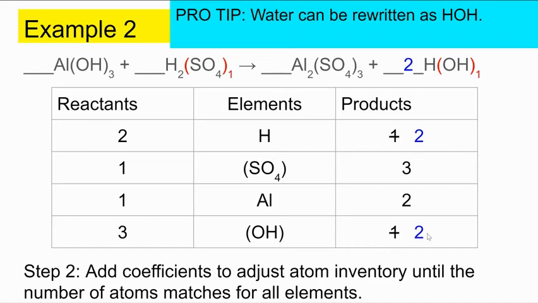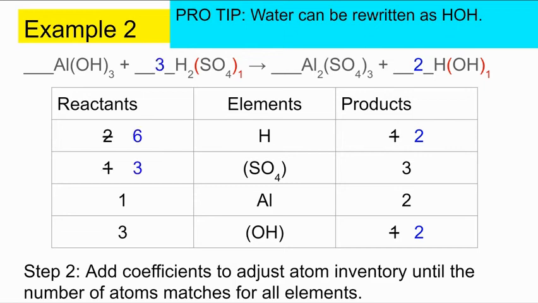Next, we need to look at sulfate. I have 3 sulfates as products. I have a single group as reactants. What number can I put in front of the H2SO4 that will fix my sulfates? Hopefully you told me a 3. 3 times 2 will make 6 hydrogen atoms. 3 times 1 will make 3 sulfate groups. All right. Now we've noticed we fixed sulfate and it's made our hydrogen unbalanced again. Hopefully that rectifies itself as we keep working.